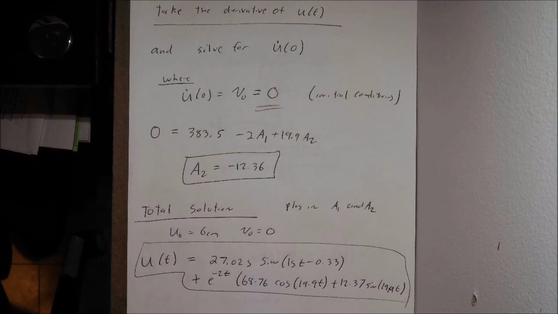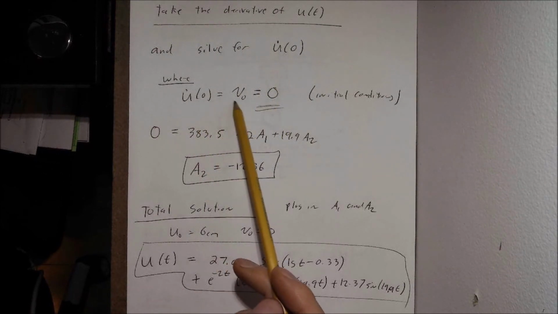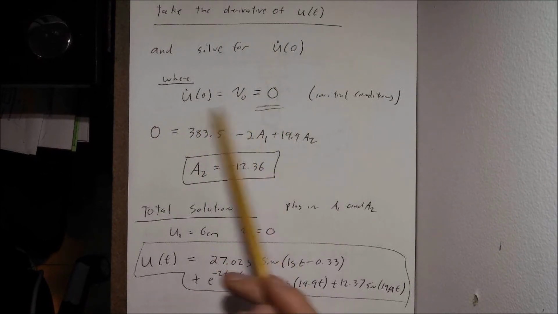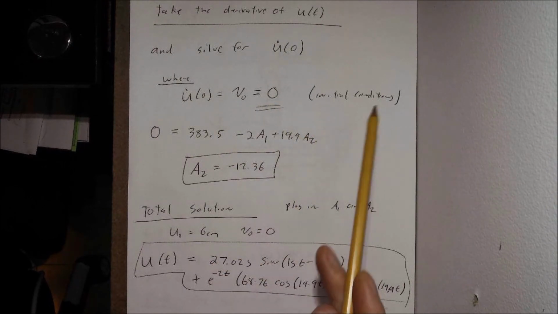Now that we were able to use one of the initial conditions in order to solve for our a1, the next step is to solve for our a2. In order to do that, we're going to take the derivative of our u of t function so that we can plug in our v naught, or our u dot of 0, because we have a value for that. We recall that v naught is equal to 0, so our initial velocity is 0, or u dot of 0 is equal to 0, again from those initial conditions.